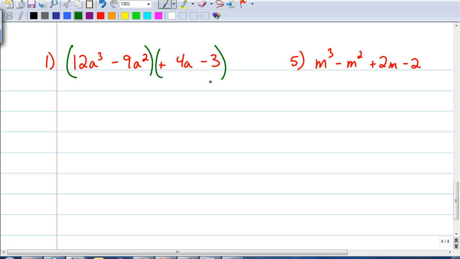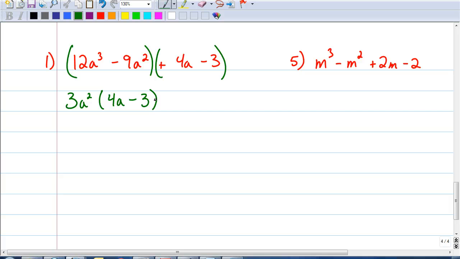Now from these first 2 terms, I can factor out a 3a squared. When I do that, a cubed divided by a squared leaves, when I factor that out, I'm left with an a. And 12 divided by 3 is 4. And negative 9 divided by 3, well, that's negative 3. And the a squared we factored out. Now, if you look at the next set of parentheses, we want that to stay the same.